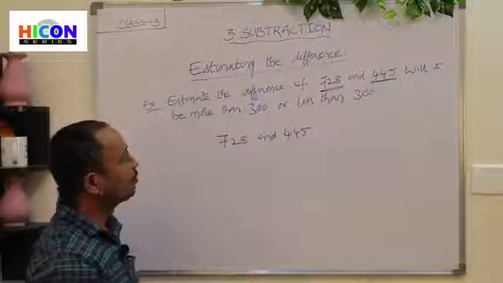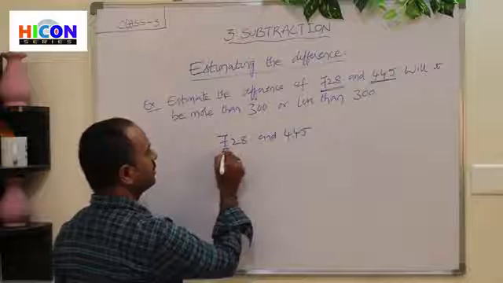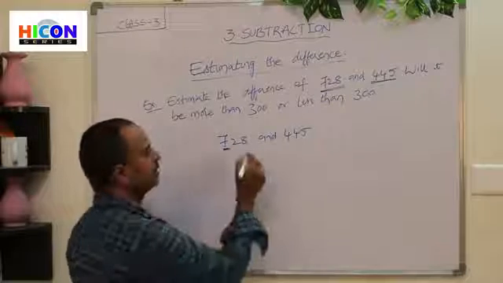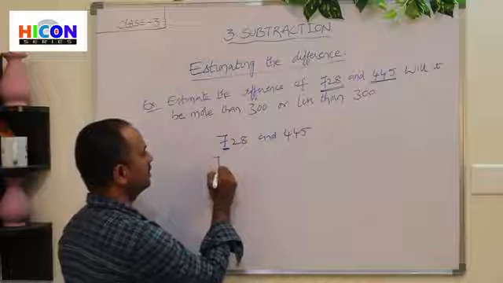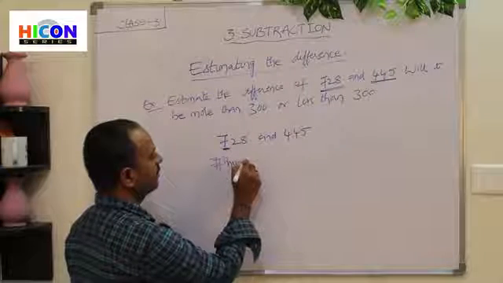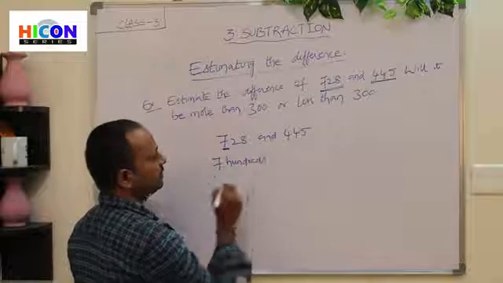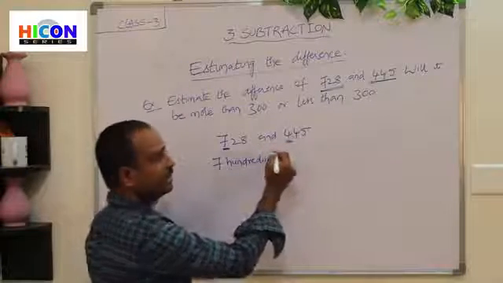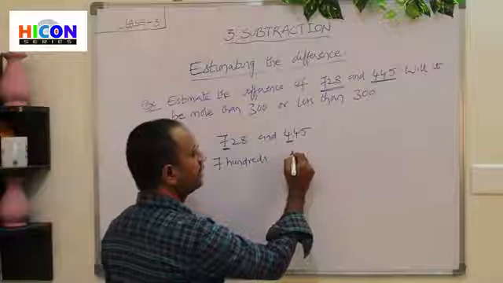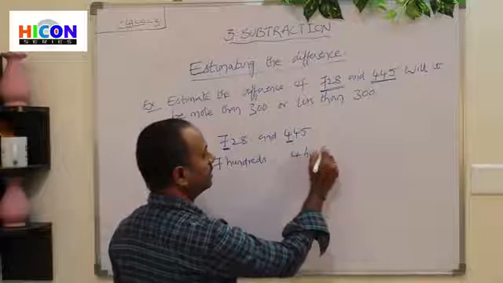And how many hundreds are there here? This is ones place, tens place, hundreds place. That means there are 7 hundreds. And how many hundreds are here? Ones, tens, hundreds. There are 4 hundreds.